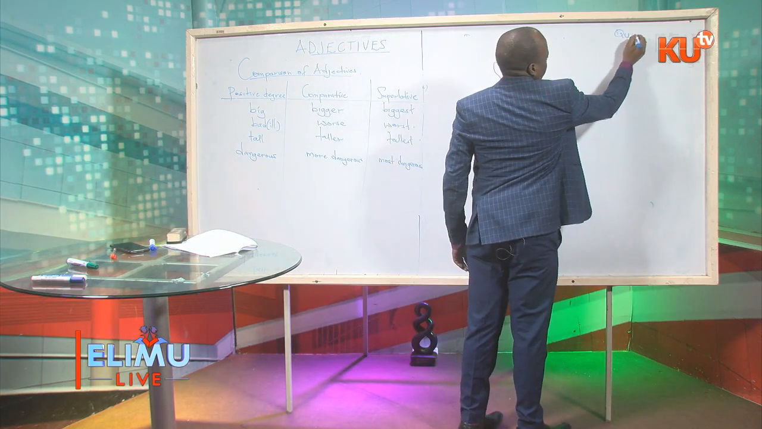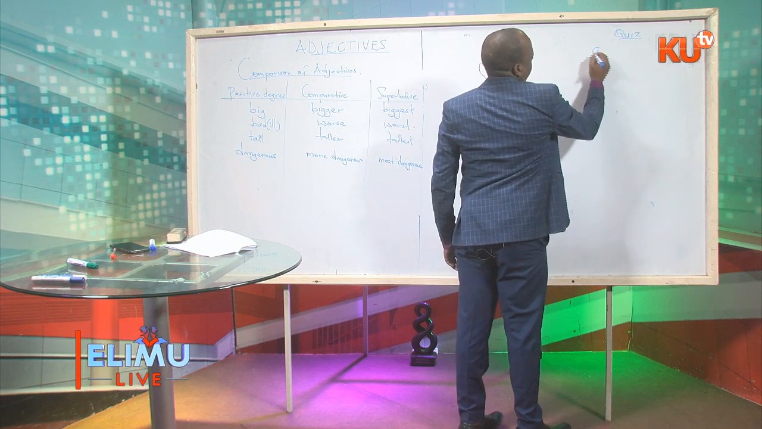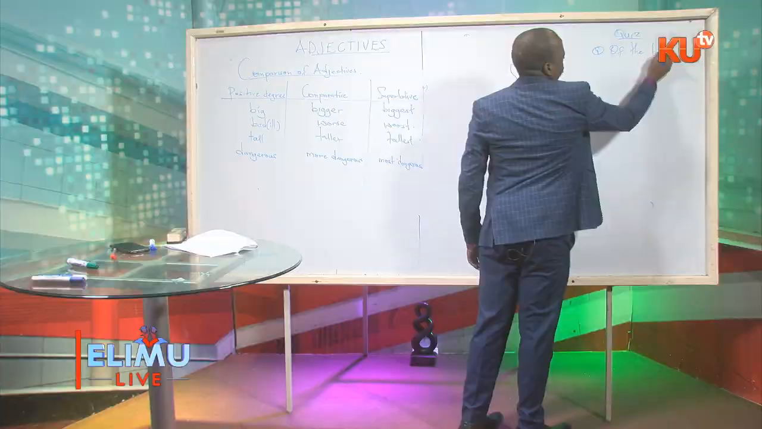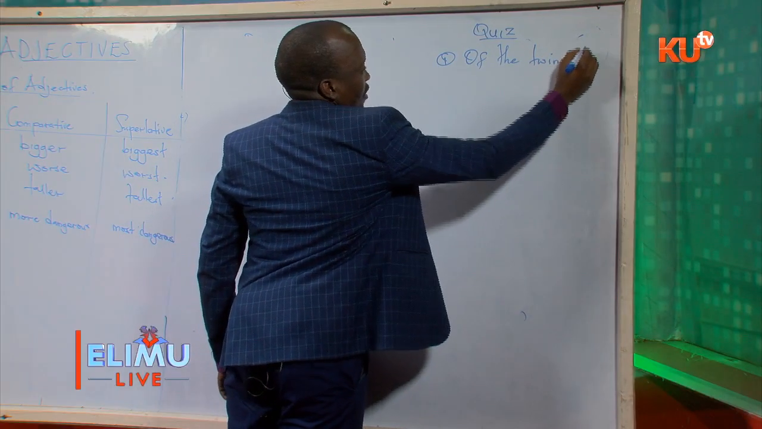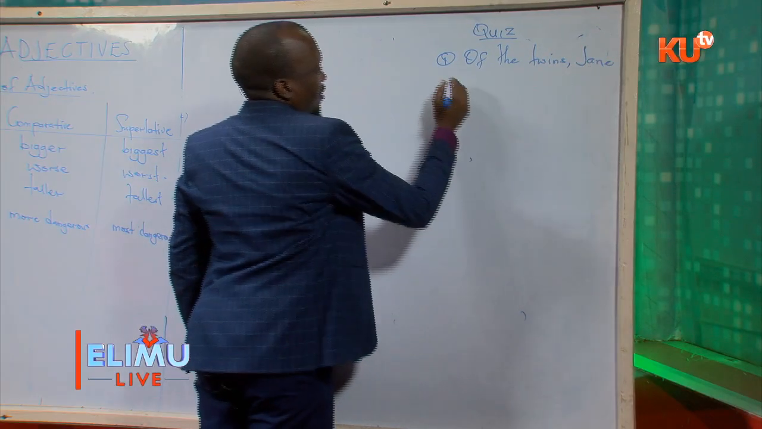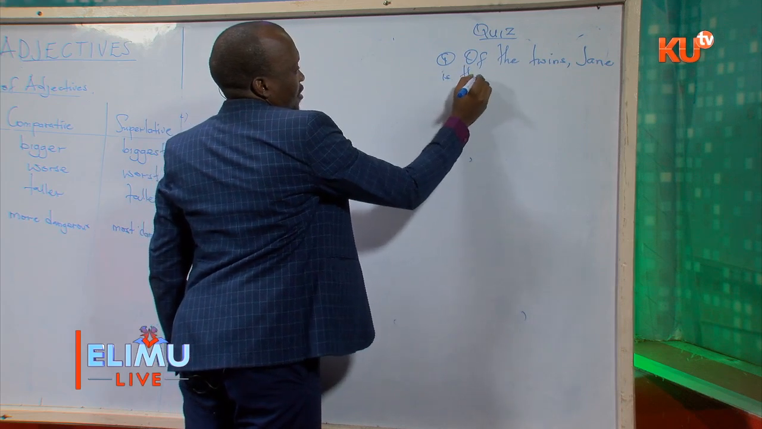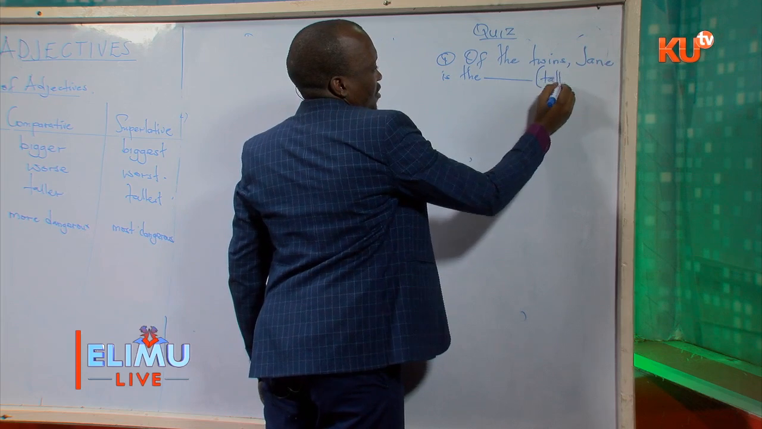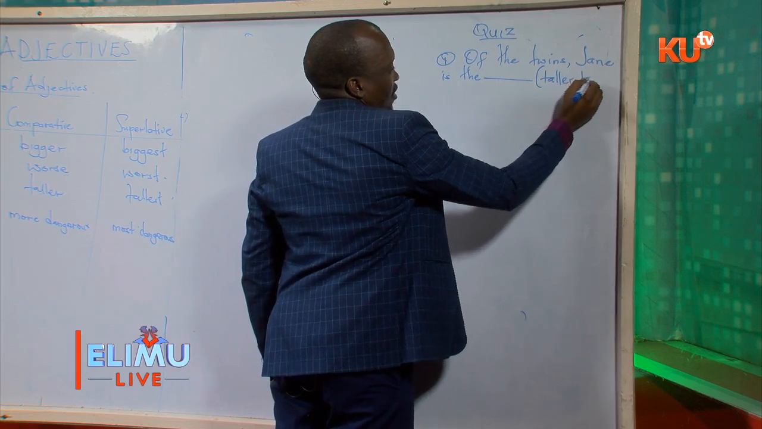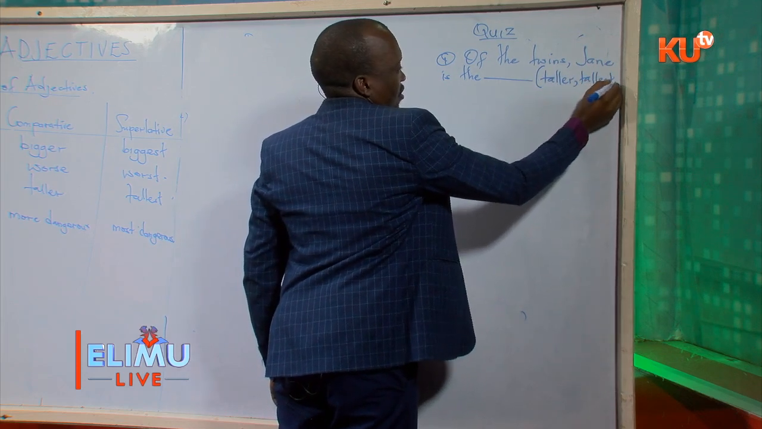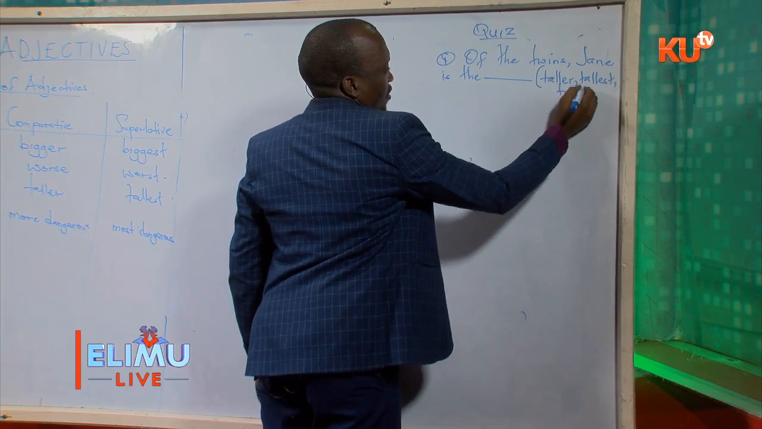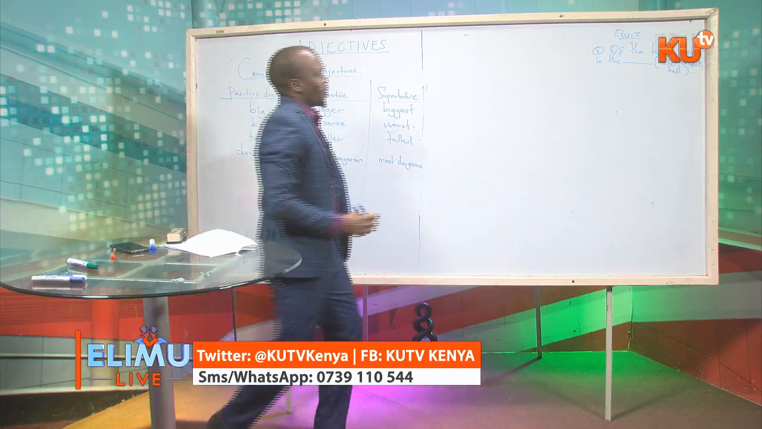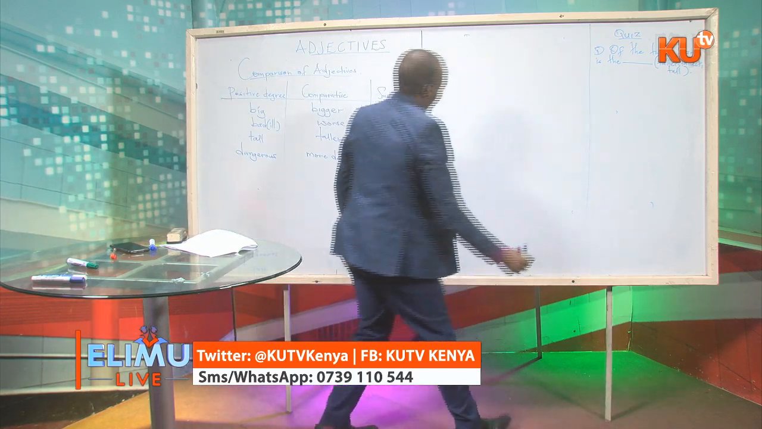I'll put here quiz. Our number 1 here: Of the twins, Jane is the dash. Is it taller, tallest, or tall? I want you to give me the answer to that question as we move on. Just use the WhatsApp handle that is given there.